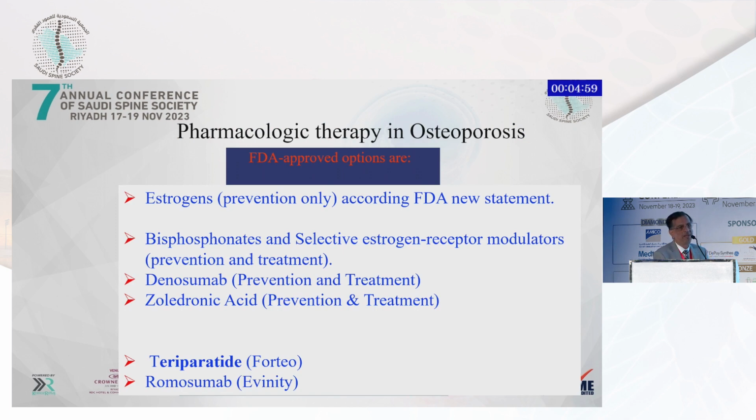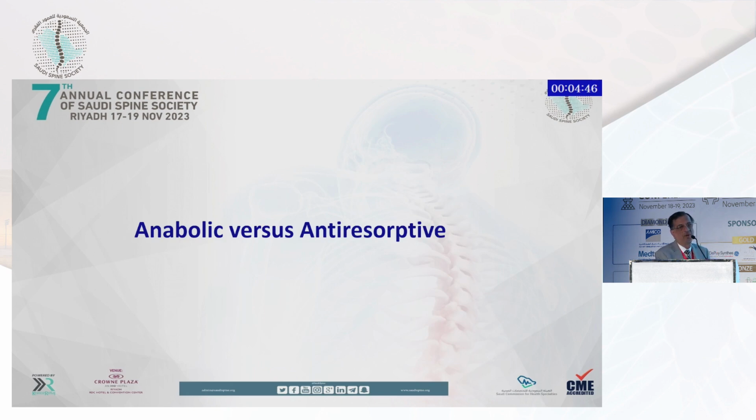This is the FDA-approved medication. The first 4 of them are anti-resorptive. The last 2 are anti-resorptive and anabolic. Why do we need anabolic? Anabolic we need to build the bone back. Anti-resorptive will only stop the further loss of the bone.